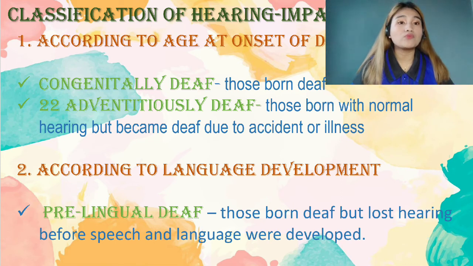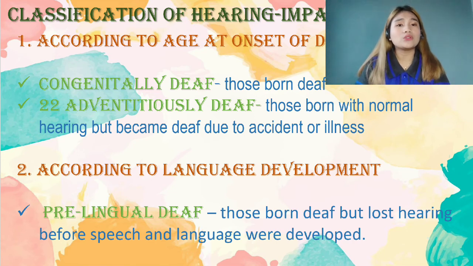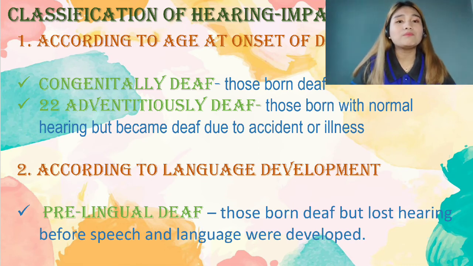congenitally deaf, those born deaf. For the second, adventitiously deaf, those born with normal hearing but became deaf due to accident or illness. Commonly, most adults begin to lose their hearing around the age of 65. Depending on certain factors, these numbers move around a little. Some of the more common factors for hearing loss include smoking. Smokers have been found to experience more hearing loss than non-smokers.